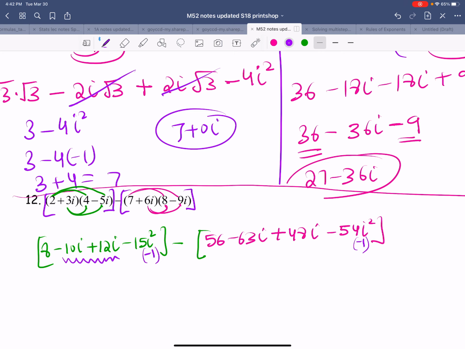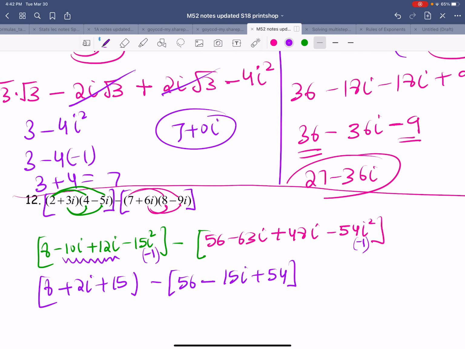So 8 plus 2i plus 15, because negative times negative will turn into positive. And now we have 56 minus 63 minus 48 would be 15. 15i plus 54. Okay, now a little bit more cleaning up.